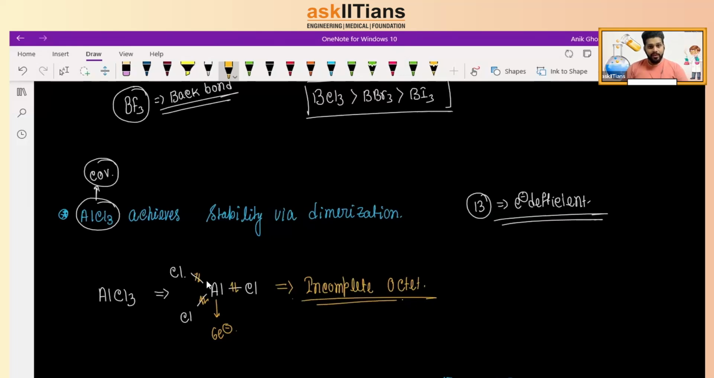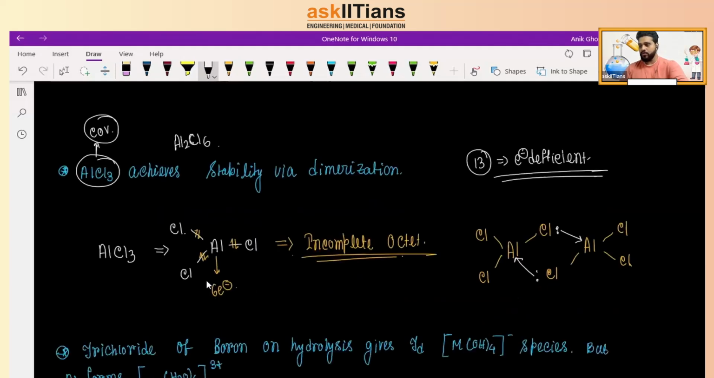So, in order to fill its octet, AlCl3 undergoes dimerization. This is how it is going to look. Here there is a coordinate covalent bond, and there is another coordinate covalent bond here. That adds up to 8 electrons. So AlCl3 is always found in the form of Al2Cl6. This is about it.